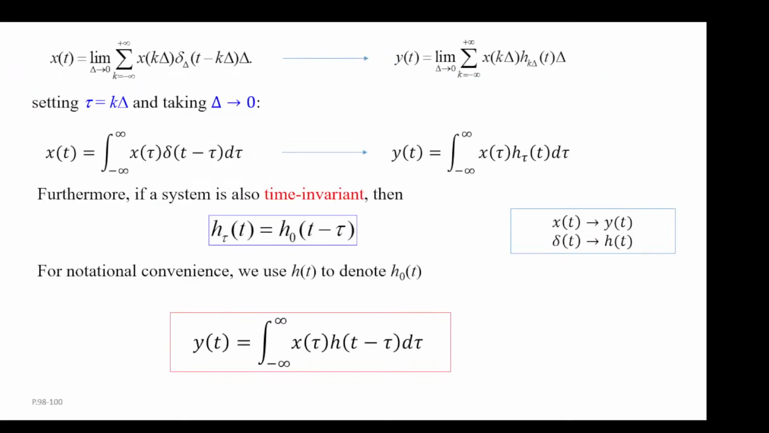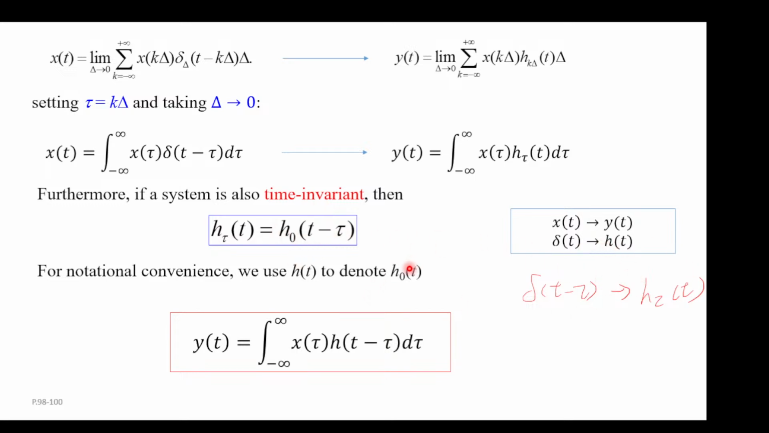So from those correspondences, you can see that delta of t minus tau is mapped to h sub tau of t. If the system is time invariant, then delta of t minus tau is a time shifted version of delta of t, and so this h sub tau of t should be a time shifted version of h of t, which is also h sub 0. So by the time invariance, h sub tau of t is equal to the time shift of h sub 0 of t.